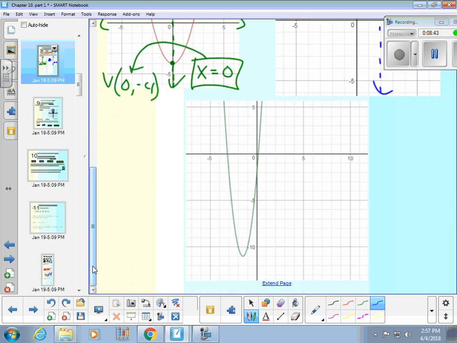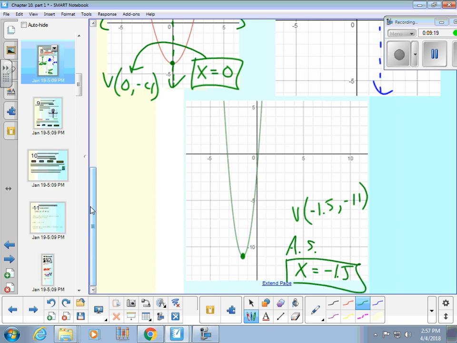And then that last one I've got, that last graph for you, wherever the third one happens to be, first maybe identifying the vertex. In this case, it looks like it's right down here, and it's in between grid lines. So I'm going to say the vertex, to me, looks like -1.5, and then -11, down 11 from the origin. So -1.5, -11. So what would be the axis of symmetry for this one? X equals -1.5. The graph of that line would be the axis of symmetry.